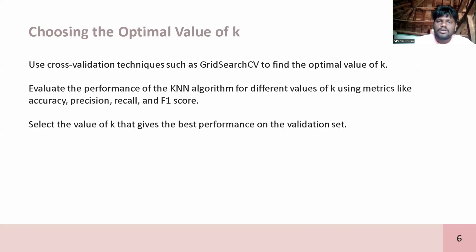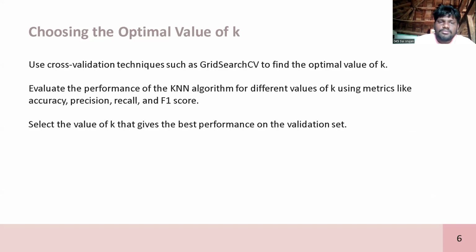Choosing the optimal value of K. Precision, recall, and accuracy are used for evaluating the algorithm, to see whether it is fit or not for prediction. Using a cross validation technique such as grid search CV is used for finding the optimal value of K.